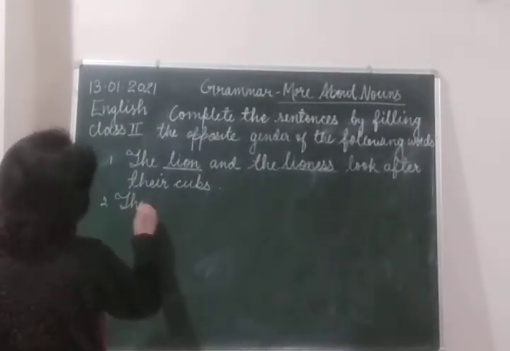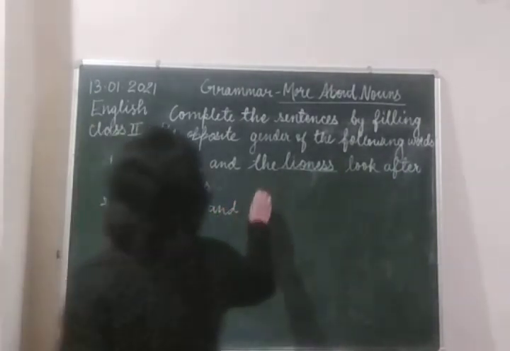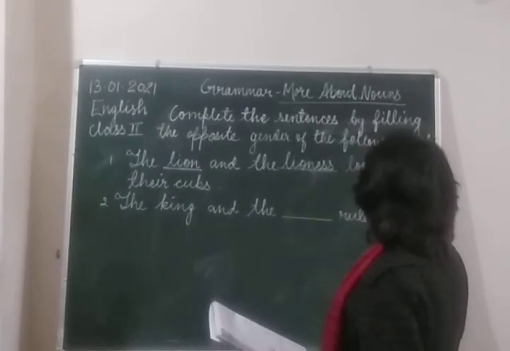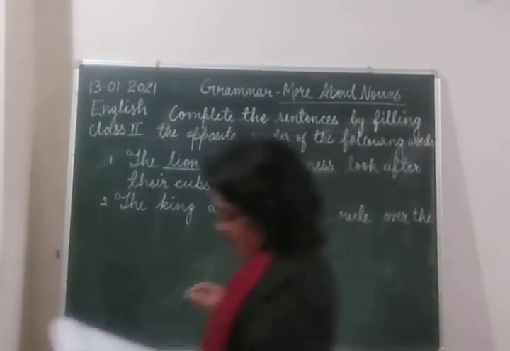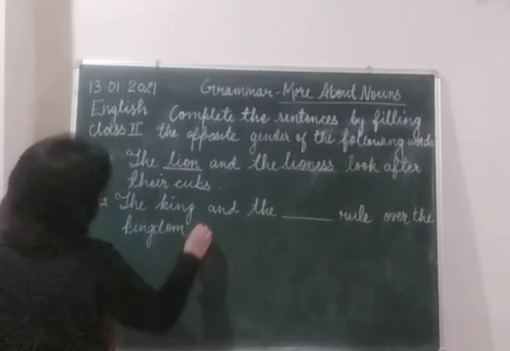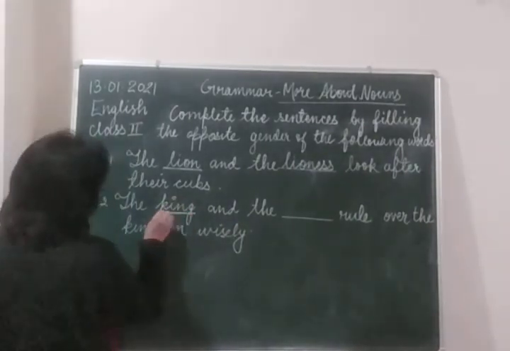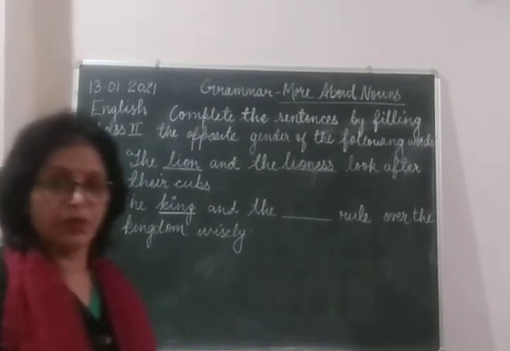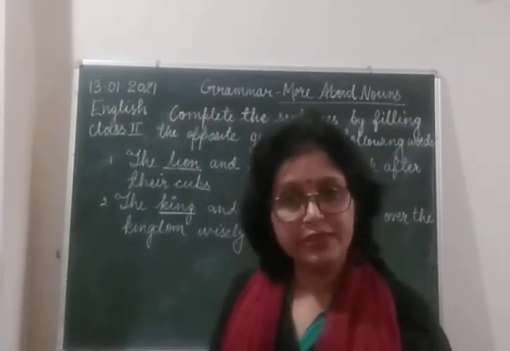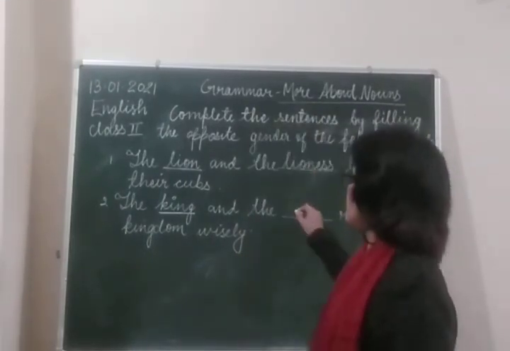The king and the dash rule over the kingdom wisely. Here the underlined word is king. The king and the blank rule over the kingdom wisely. Now the opposite gender of king is queen. The opposite of king is queen. So you will write queen.